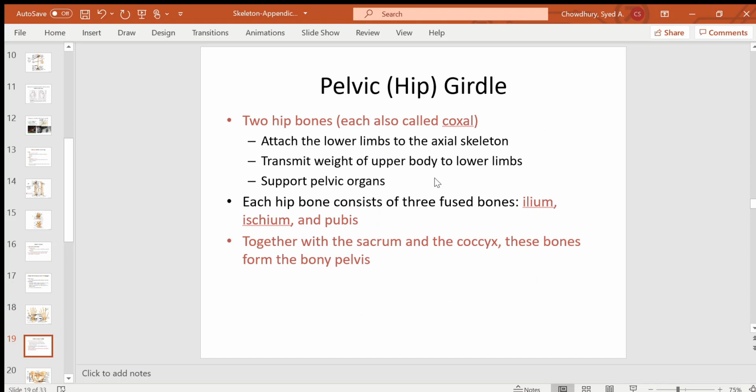Now we'll talk about the pelvic girdle. The pelvic girdle attaches the lower limbs to the axial skeleton. So lower limbs are attached to the axial skeleton by the pelvic girdle. And as I have mentioned, we have one pelvic girdle which is formed by two pelvic bones or hip bones. Two pelvic bones joined together to form the pelvic girdle.